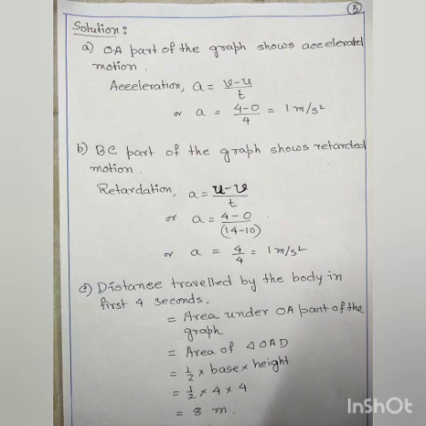Now question number B. Here the BC part of the graph shows retarded motion. See, as we have already mentioned, retardation means negative acceleration or decreasing motion. So only the magnitude of the retardation, that is negative acceleration, we have to calculate. So here final velocity v is 0 and initial velocity u is greater than v, that is 4. So we will just subtract v from u. So what will be the retardation? 4 minus 0 by time.